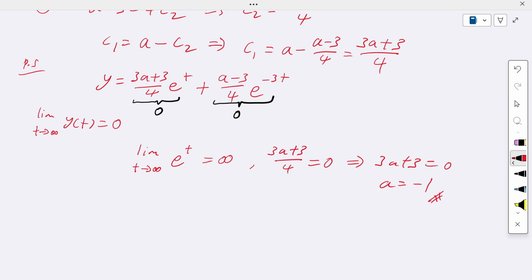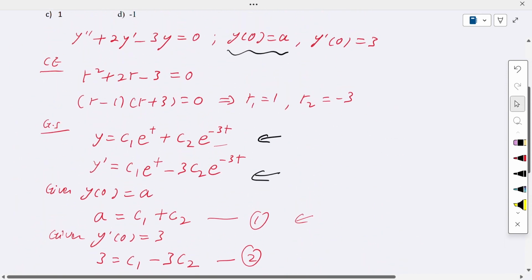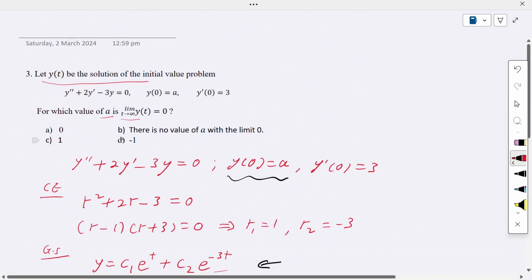How about the second term? For the second term, let's say we take the limit as t goes to infinity. In this case, we can see e^(-3t) will go to 0, right? So that means we can find the solution, that is, a is equal to -1. Then y(t) goes to 0 when the time goes to infinity. So the answer for this is answer D.